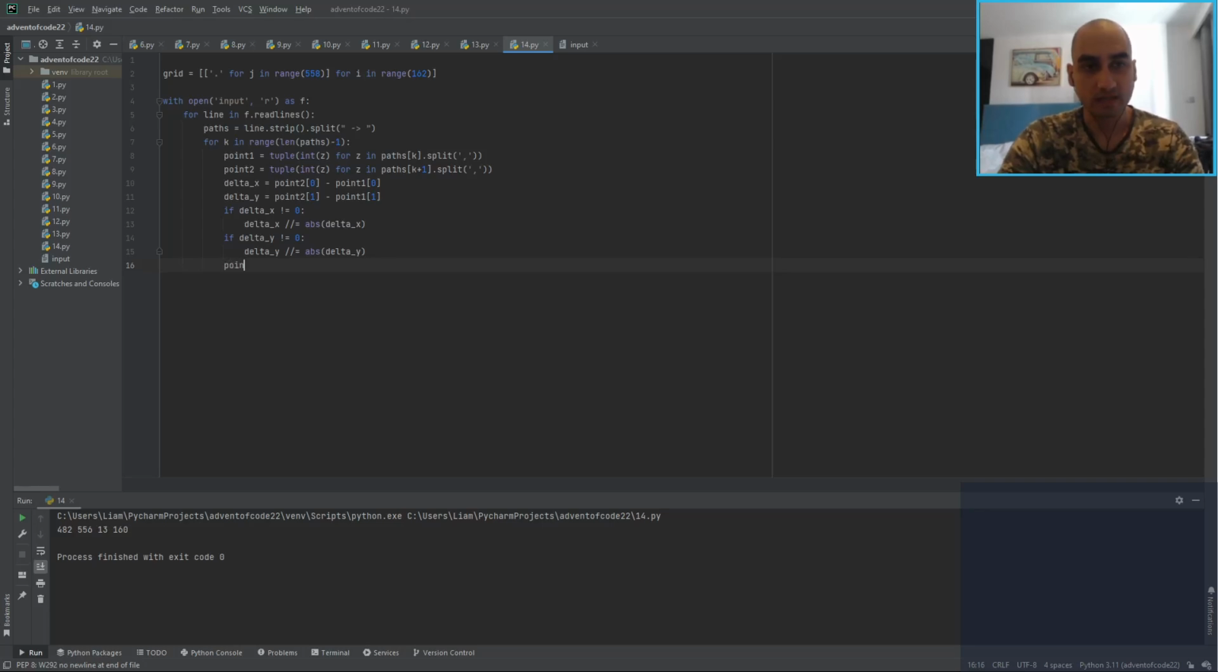Okay, so now we just take a point. Let's let it be p1, and we're going to traverse to p2. So while true, we add the point to the grid. So grid point 0, point 1.